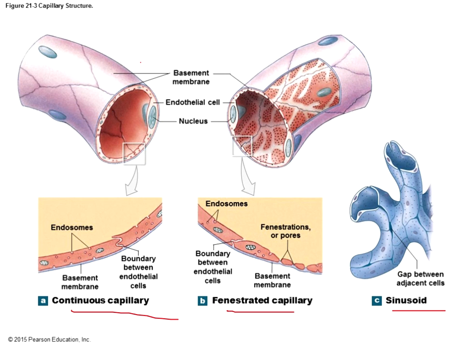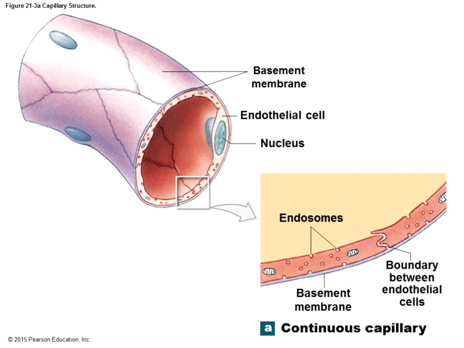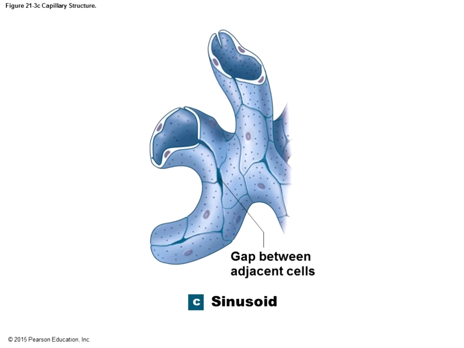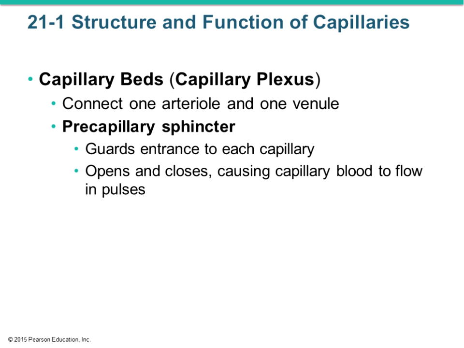So continuous, fenestrated, sinusoidal capillaries. So make sure you understand these different types and the differences and some examples of where you find those types of capillaries. All right? And there's a close-up of each one. Continuous, fenestrated, and then finally sinusoidal.